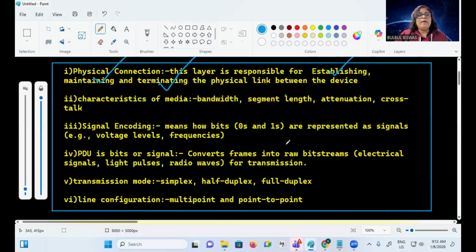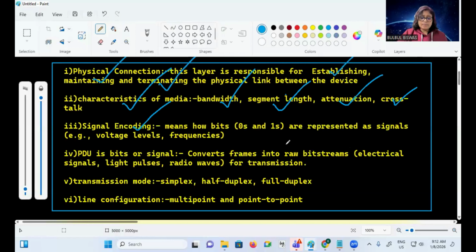What type of cable am I using? We call this the characteristics of media. What will be the bandwidth, whether it is 1 Gbps, 1 Mbps, 100 Mbps, or 2 Mbps? What will be the segment length? That means the maximum length of a cable which can give me the fullest signal. What will be the attenuation? What will be the crosstalk of the cable? In this layer only we are dealing with these. On the basis of these characteristics of media, an organization chooses the cabling system. What will be the signal coding?